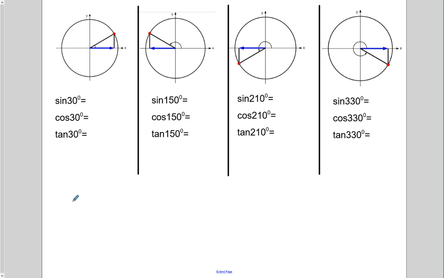Okay, so what I'm going to ask you to do is use your calculator and fill in the sine of 30, the cos of 30, and the tan of 30 for this 30-degree angle. And then do the same thing for 150, 210, and 330. I'd like you to do that right now. Let's take 2 minutes on your paper. Write down the sine, cosine, and tan for those 4 different angles and see what kind of signs you get. And we're going to do a little bit of looking for patterns. So please take care of that right now.